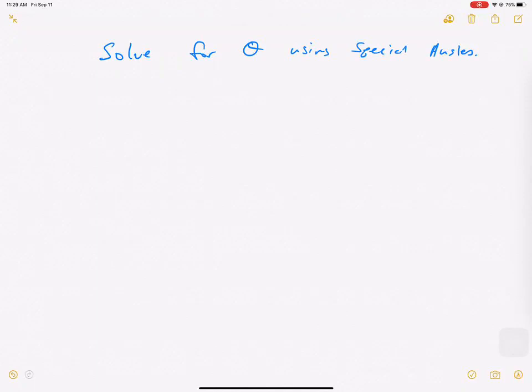Now, to first start off with the skill, we're going to be reviewing how to solve for trig ratios. So we're going to go forward, and then we're going to go back. So let's talk about the triangles that we're going to use.